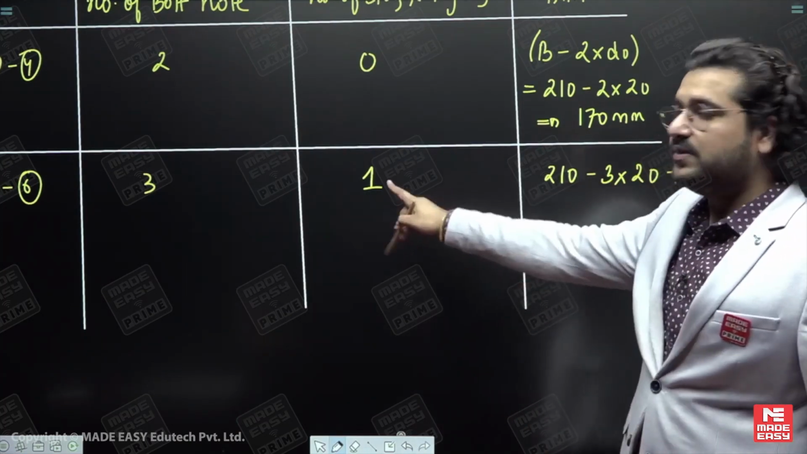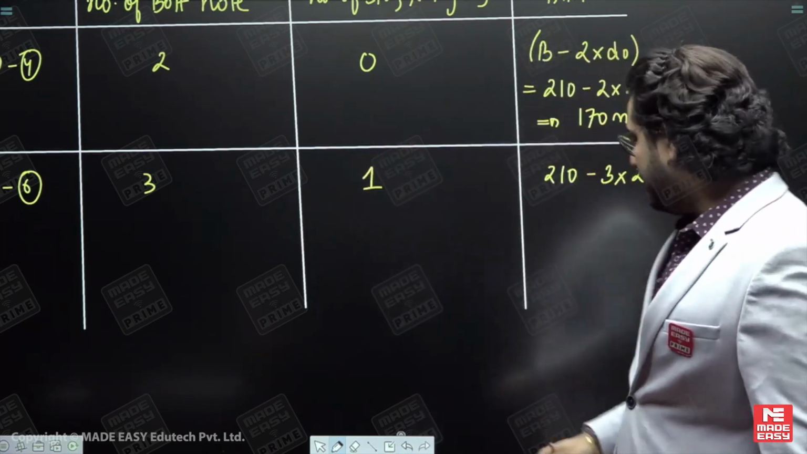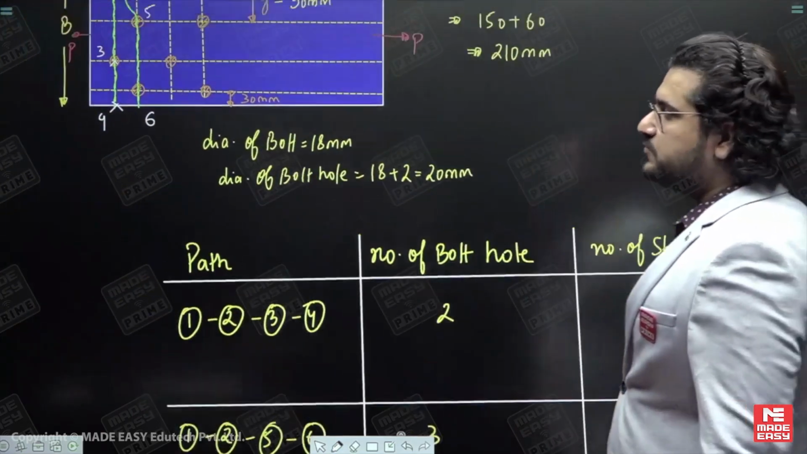You need to add something for what? One inclination crack that you have considered. You need to add some value for that as per the code expression. So what is the rule? P square by 4G rule is there.